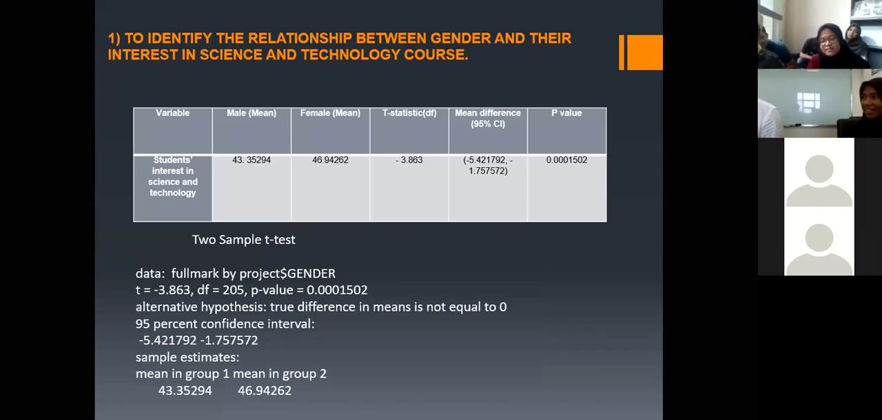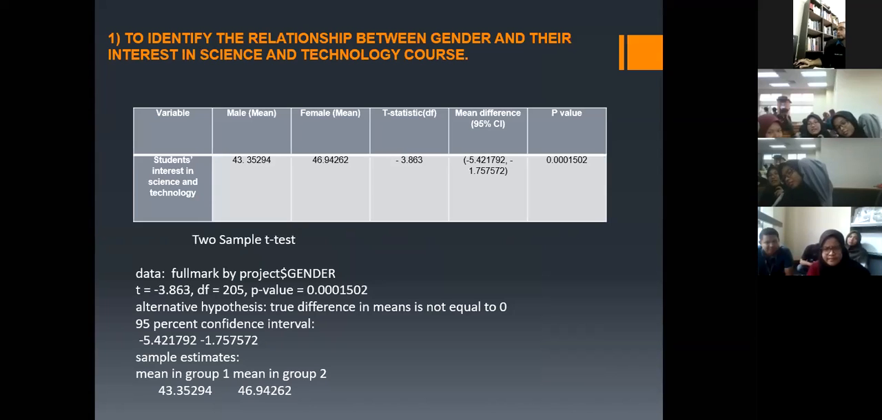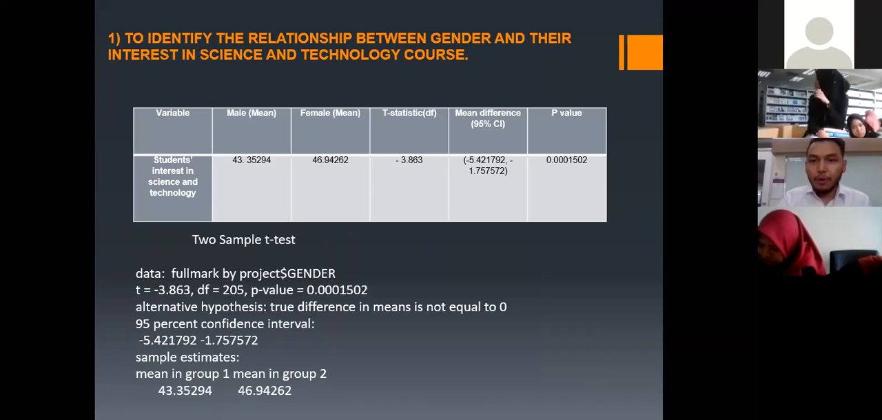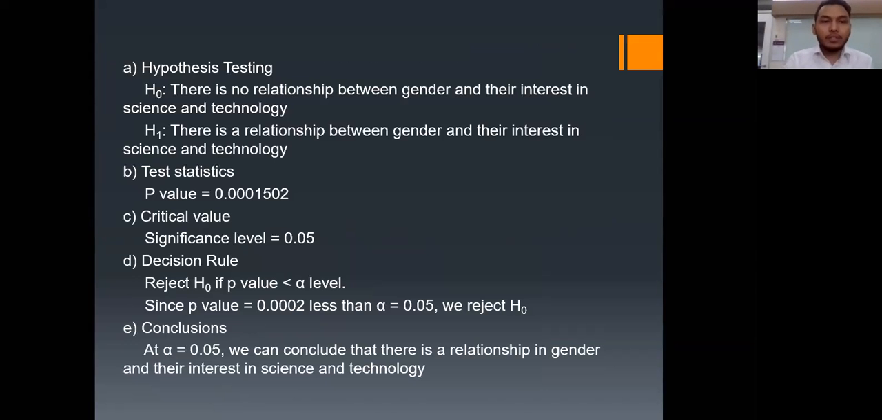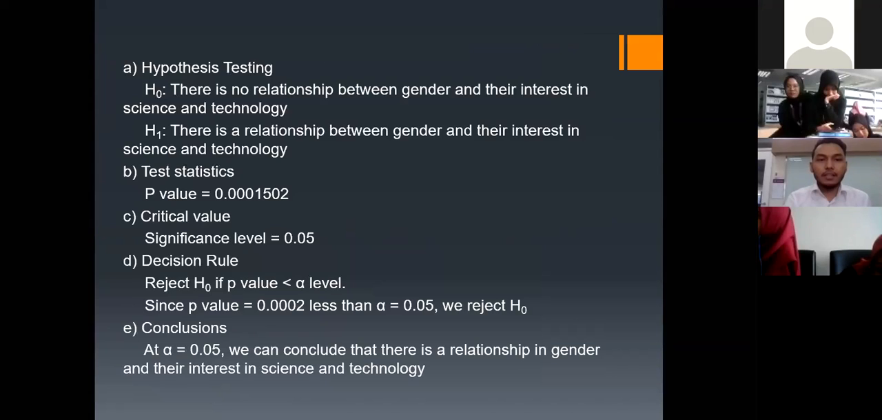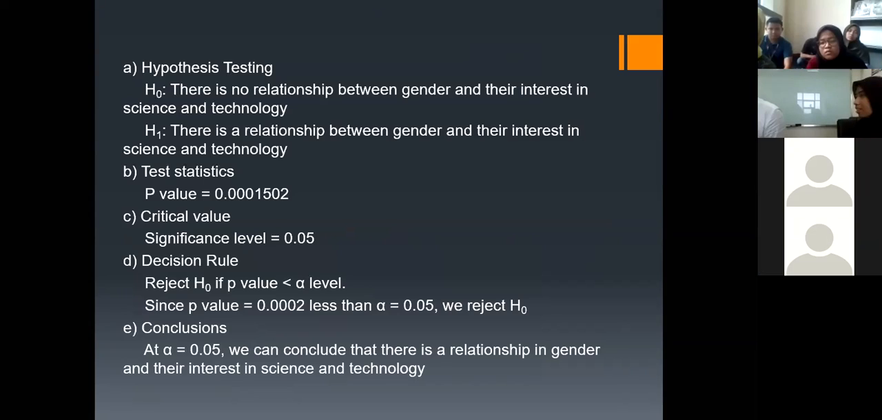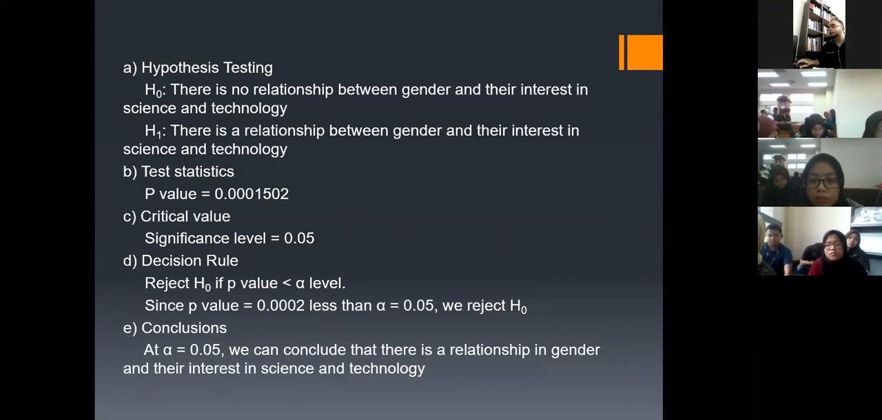So the result of the study, the p-value is 0.001502. So the hypothesis testing, H0, there is no relationship between gender and their interest in science and technology. H1, there is a relationship between gender and their interest in science and technology. So the test statistic, we take the p-value 0.001502, and the critical value is the significance level. Critical value is 0.05.